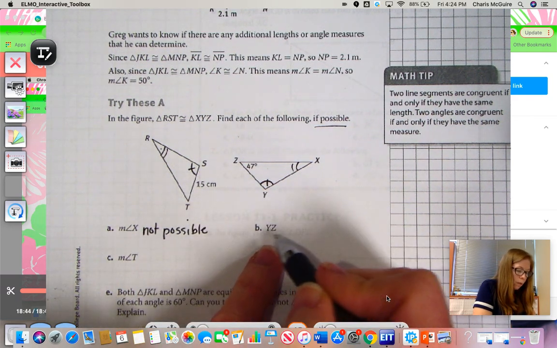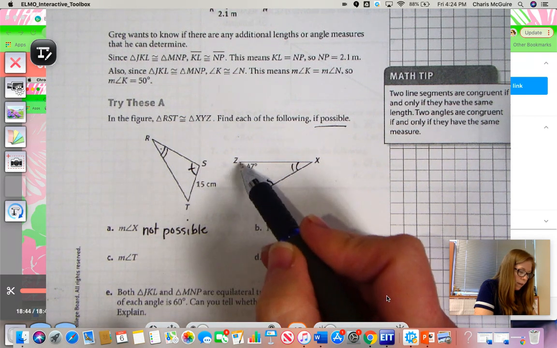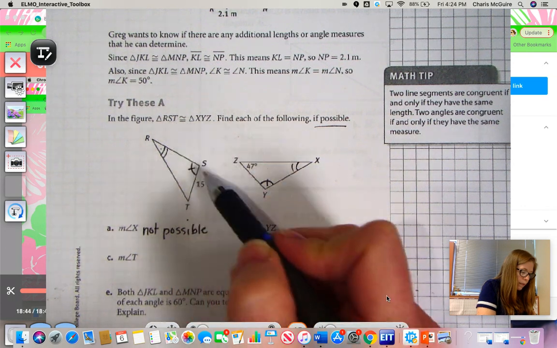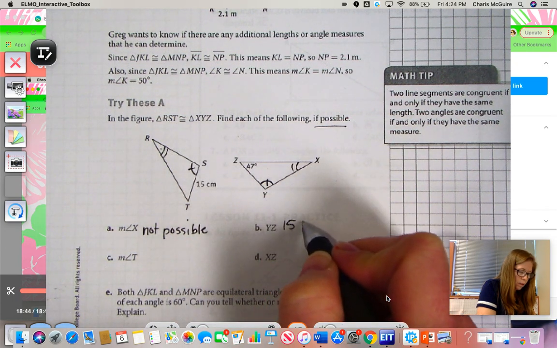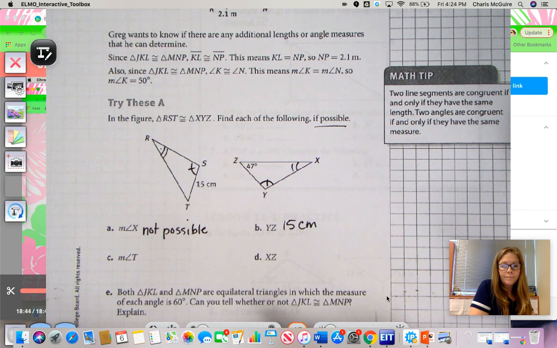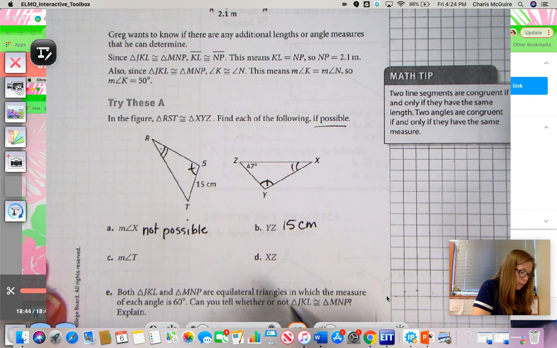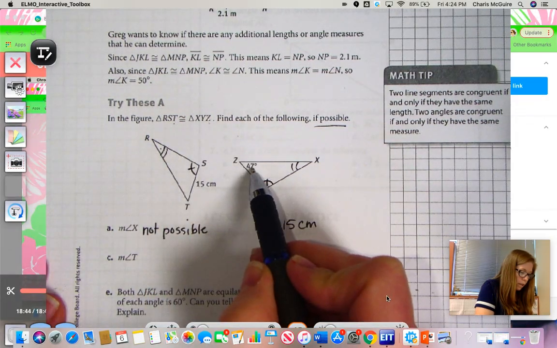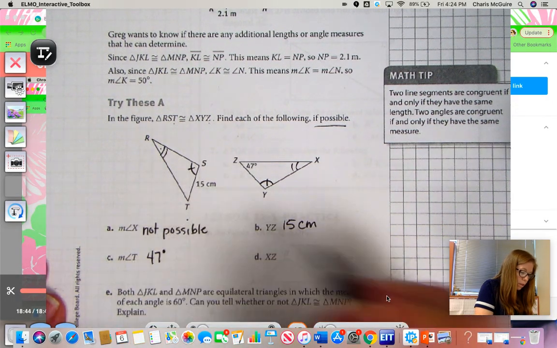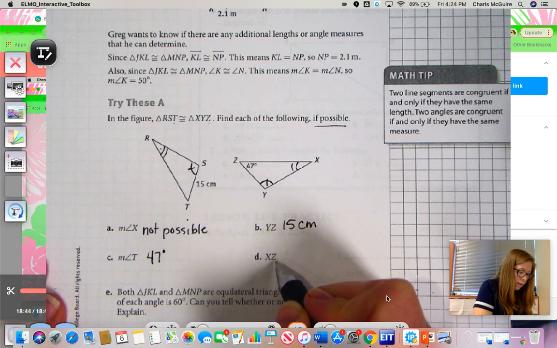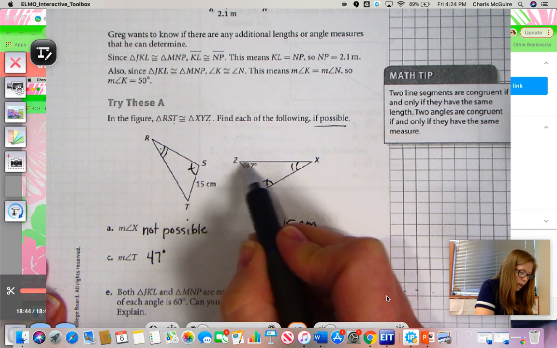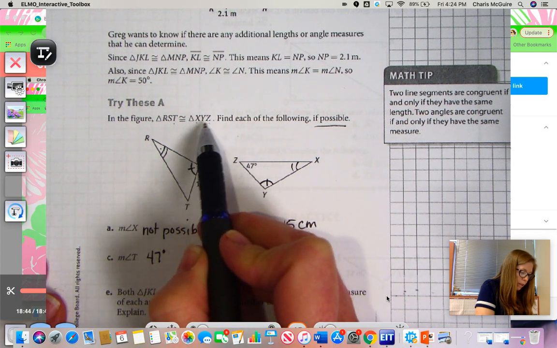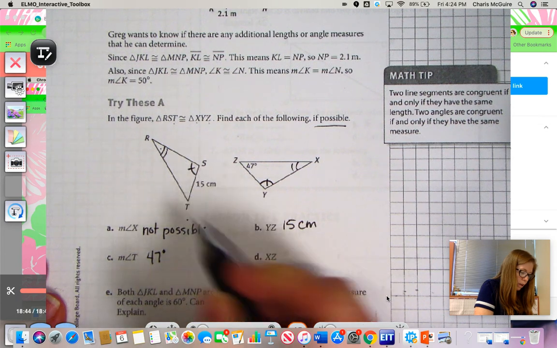All right, so how about part B, YZ? YZ is this length here, and YZ corresponds to ST. So that is 15 centimeters. I know, it doesn't even hurt at all, does it? So angle T corresponds to Z, and Z is 47 degrees. Love it. And then XZ, where's XZ? XZ is up here, so XZ is the outer, I call these the bookends, so that's RT here, and that's not possible.